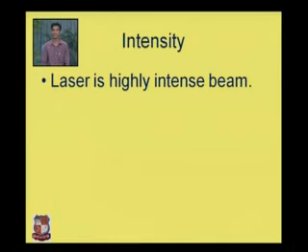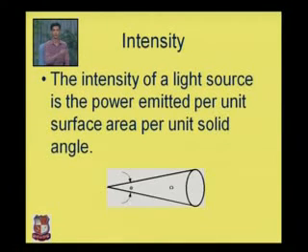The fourth one is the intensity. Laser is a highly intense beam. The intensity of the light source is the power emitted per unit surface area of the solid angle. Right? So basically, if the divergence of the laser is very small, then the area of the beam is very small. So your intensity is given by power divided by the area. So if your area is very small, then automatically your intensity will be very high.